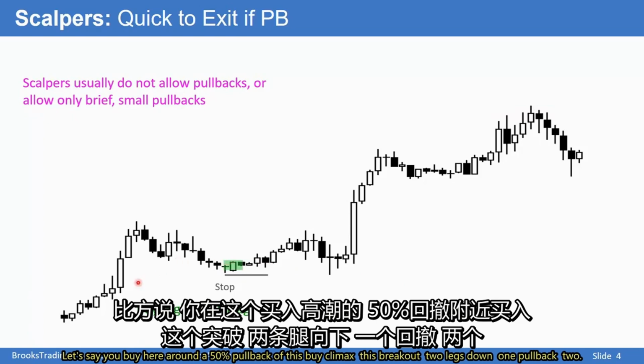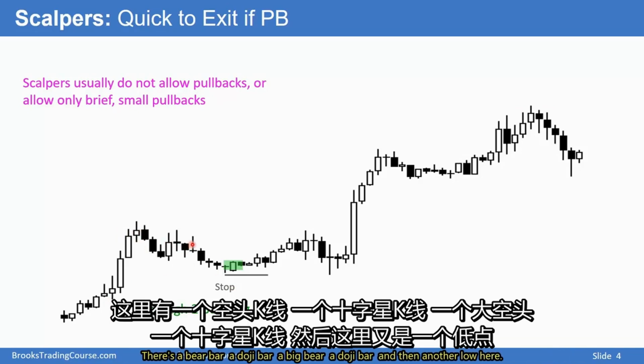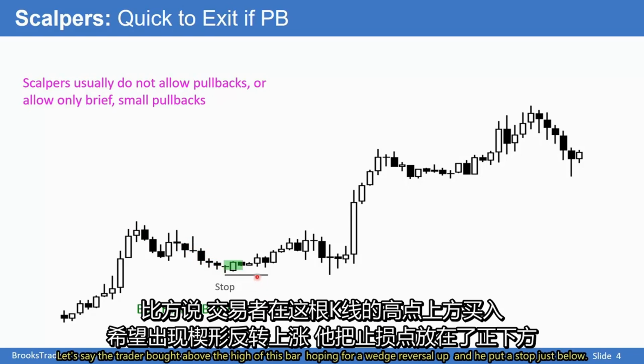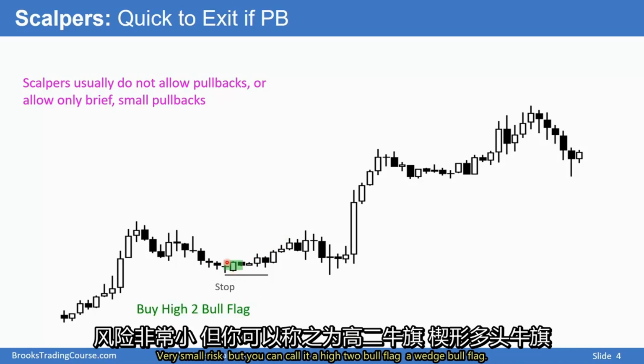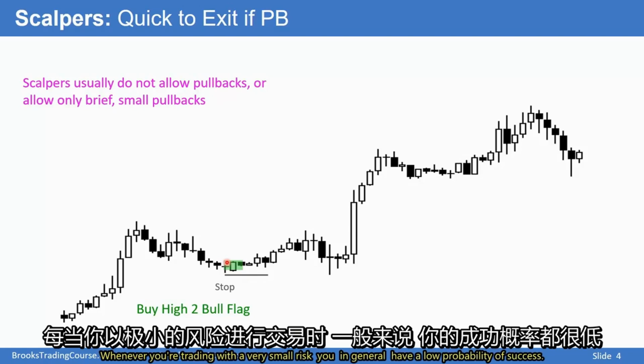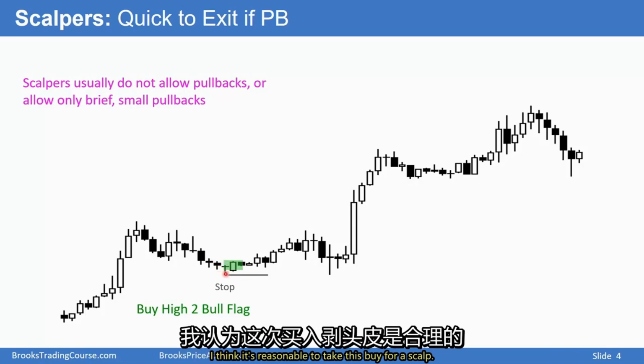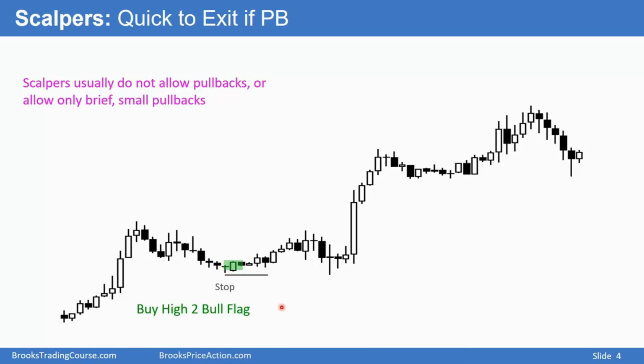Let's say you buy here, around a 50% pullback of this buy climax, this breakout, 2 legs down, 1 pullback, 2. You can also call it a wedge. There's a bear bar, a doji bar, a big bear, a doji bar, and then another low here. Let's say the trader bought above the high of this bar, hoping for a wedge reversal up, and he put a stop just below. Very small risk, but you can call it a high 2 bull flag, a wedge bull flag. Whenever you're trading with a very small risk, you in general have a low probability of success. I think it's reasonable to take this buy for a scalp. The risk is very small.